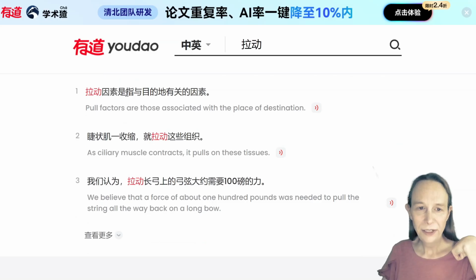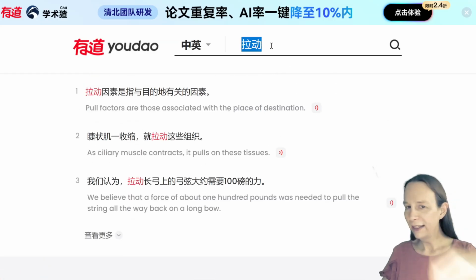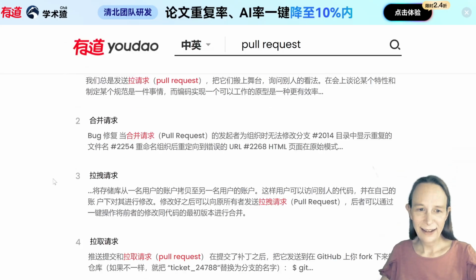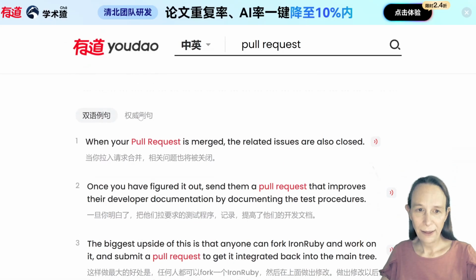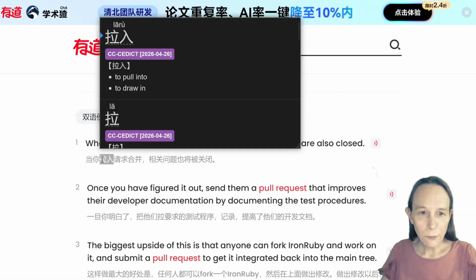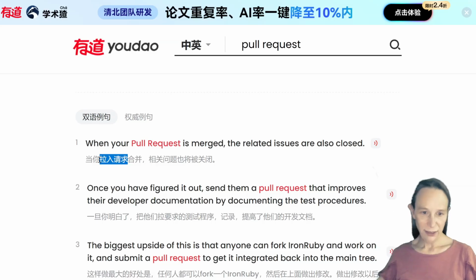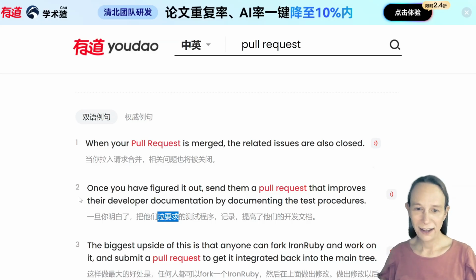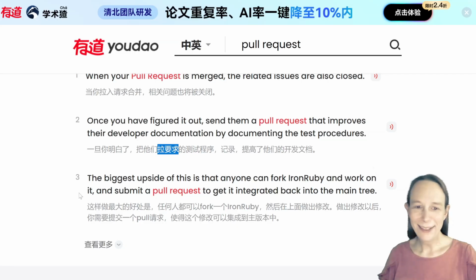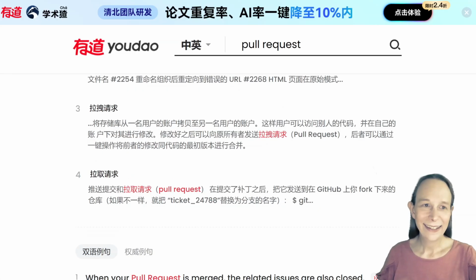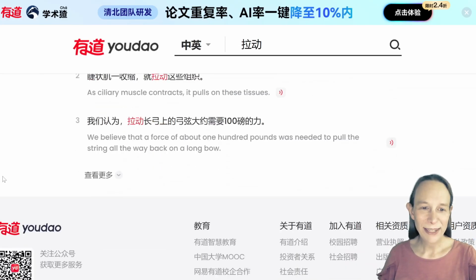拉动因素是指与目的地有关的因素。Hey, what's a GitHub pull request? 拉取请求, is that right? 拉入请求 makes more sense to me. 拉入请求. Well, maybe it should just be 拉求 or something like this. Pull request. Pull 请求, all right. It's not 拉动 that's the important bit.